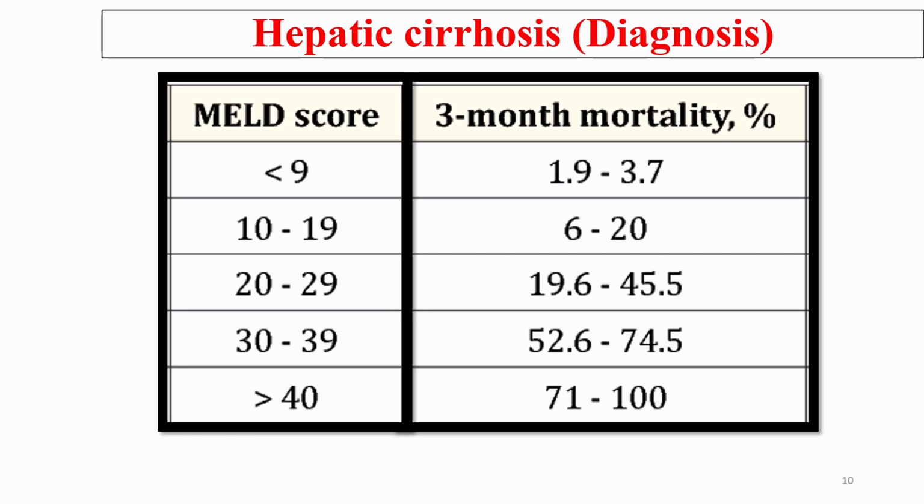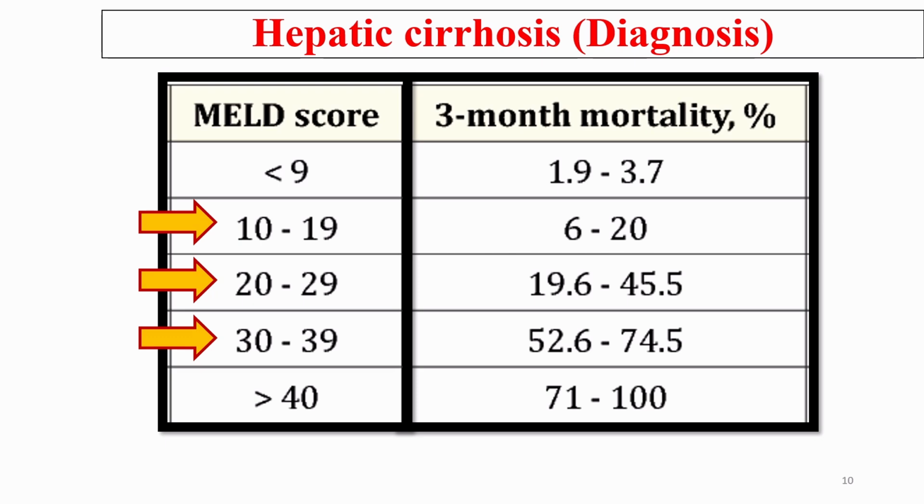This slide may show example MELD scores and corresponding mortality risks. MELD 10 to 19, low risk. MELD 20 to 29, moderate risk. MELD 30 plus, high risk, often prioritized for transplantation. Regular monitoring of MELD is essential in managing advanced liver disease.